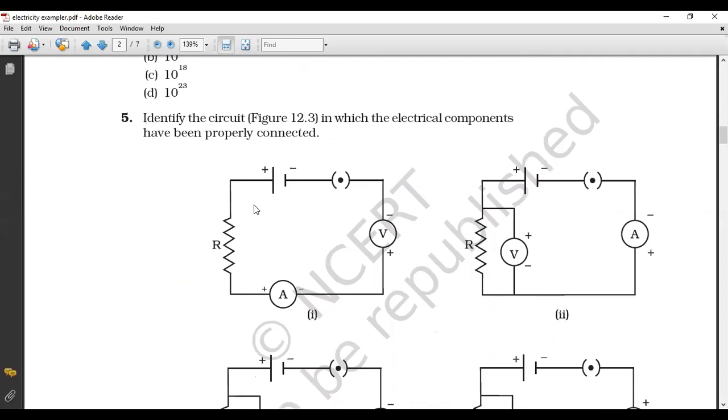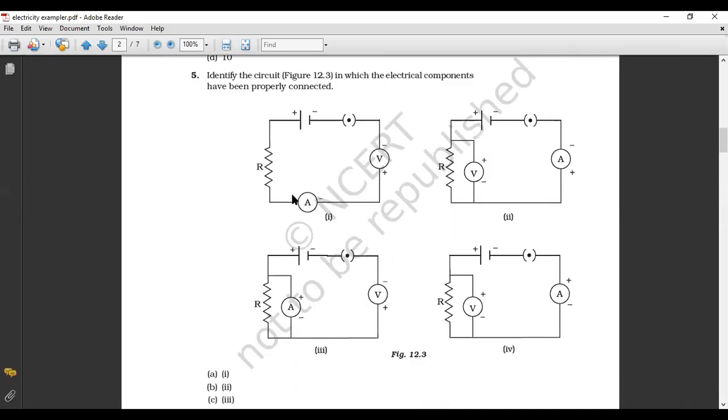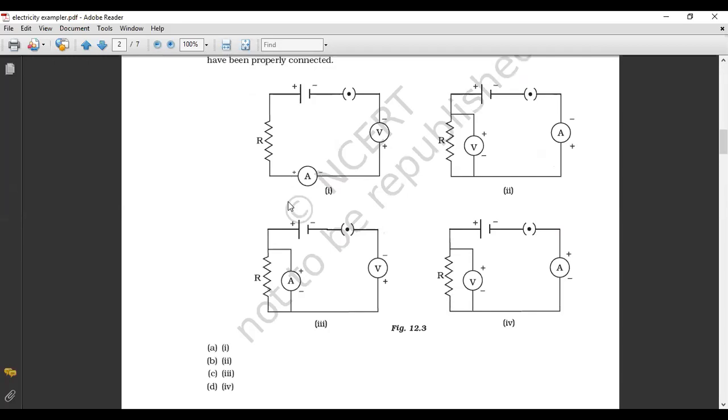Now we have question number 5. What is given in question number 5? We have to identify the circuit figure given in 12.3 in which the electrical components have been properly connected. तो हमें बताना है इनमें से किस सर्किट के अंदर electrical components जो हैं वो properly connected हैं. So we have to answer this question. So there are 4 circuits given here.